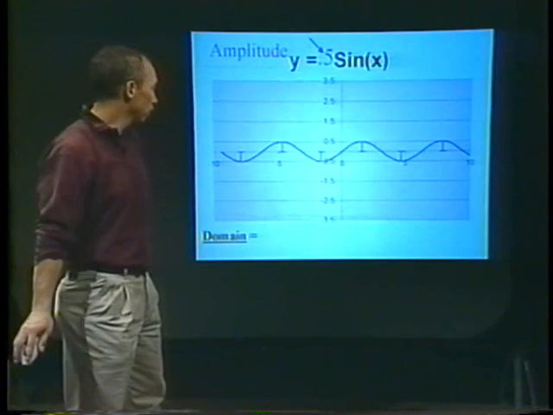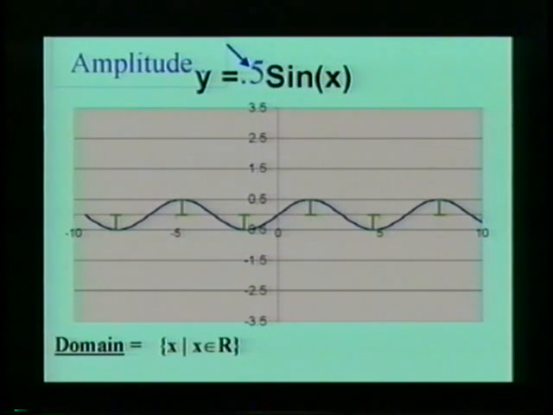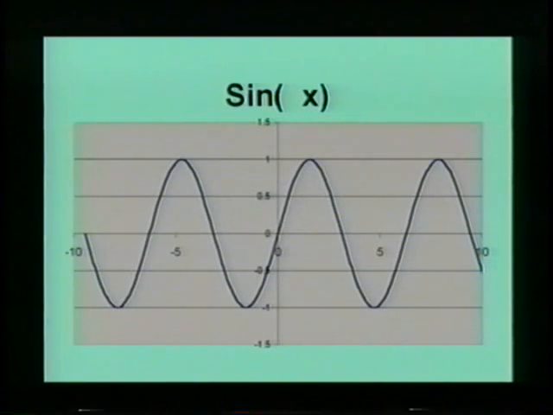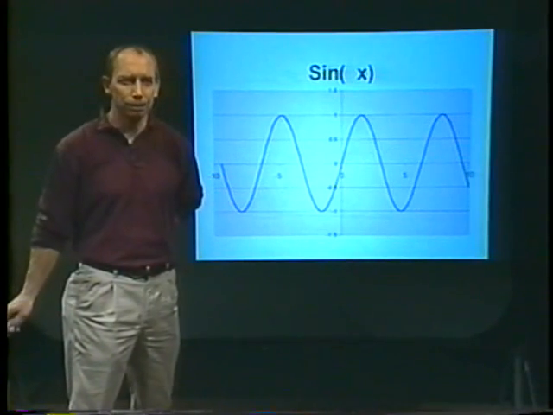The domain in this case, once again, of this curve will be all the real numbers, but the range in this case will be going from negative 0.5 to positive 0.5. Okay, all the possible answers you can get out. Okay, now something different.